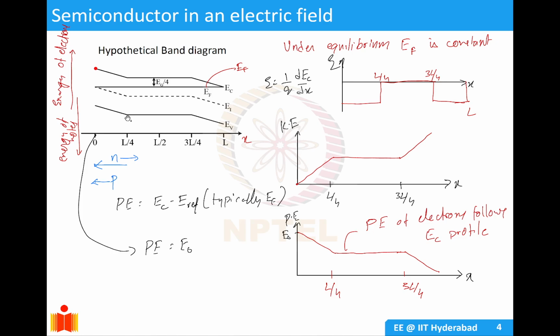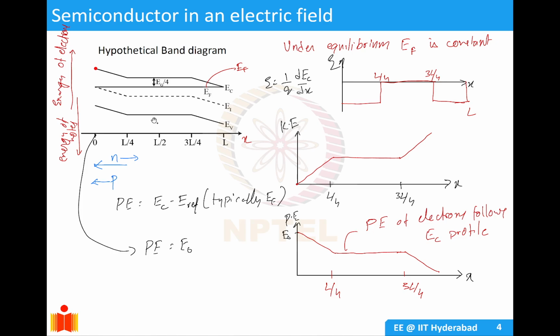So you have a hypothetical band diagram here where from 0 to L by 4 you have a changing band diagram. From L by 4 to 3L by 4 your bands are constant, and then again from 3L by 4 to L the bands are changing.